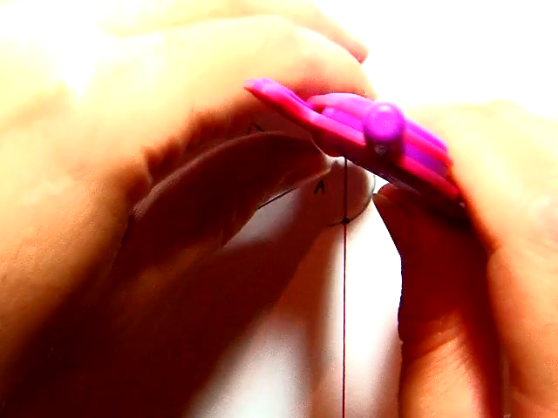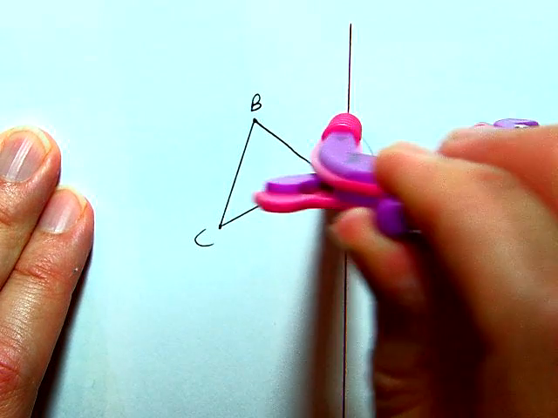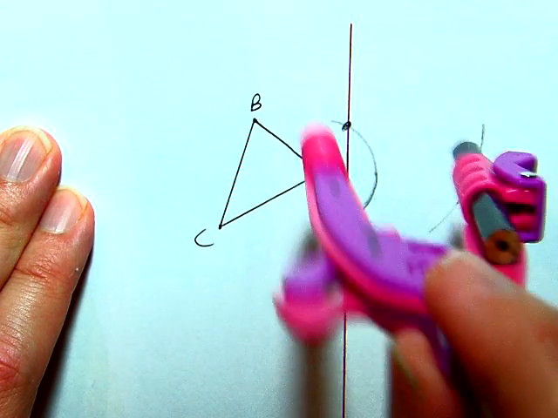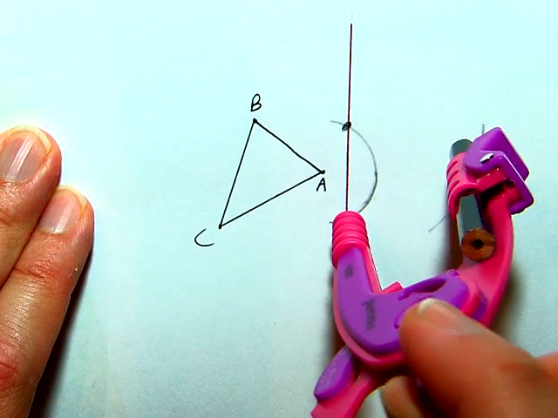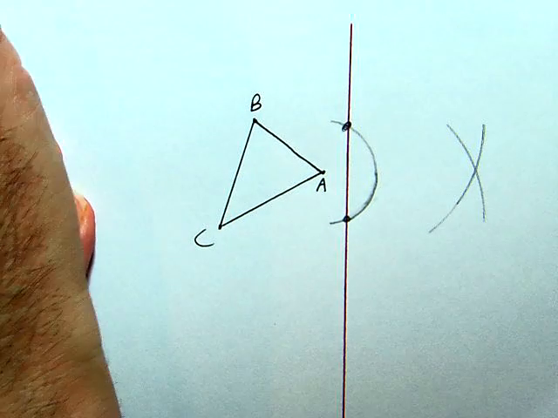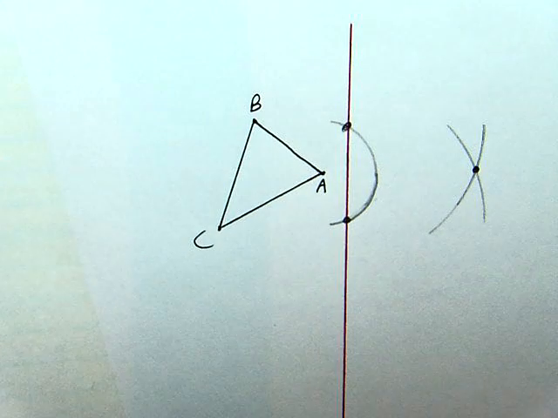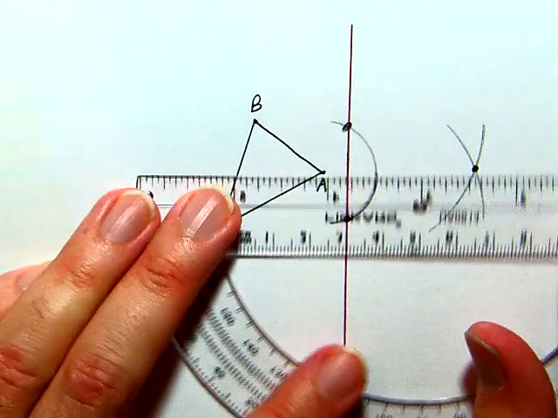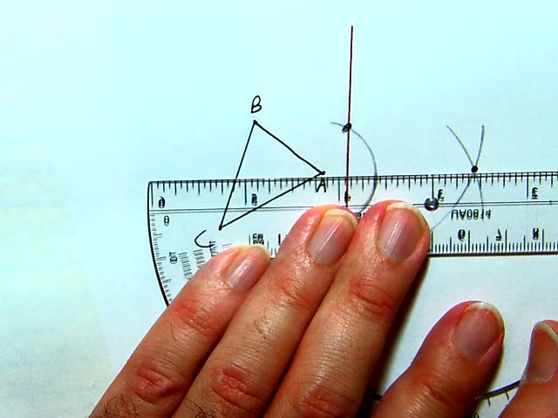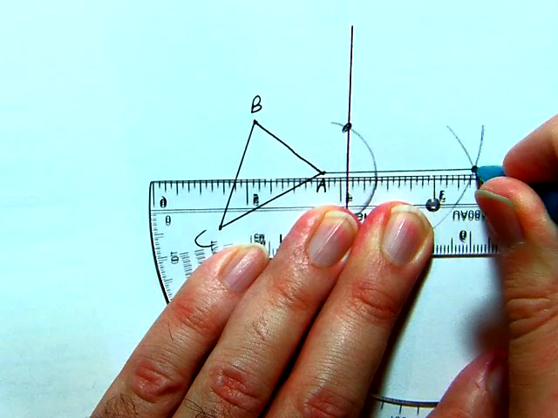I'm going to open up my compass a little bit wider. I'm going to place the sharp point at one of the newly constructed points, draw an arc out here, and place the compass with the same width and the sharp point at the other point, and then I have two intersecting arcs. Now I label those intersecting arcs, and I'm going to join point A to the point I just created. And that is going to be a line that will be perpendicular to the mirror line. Okay?